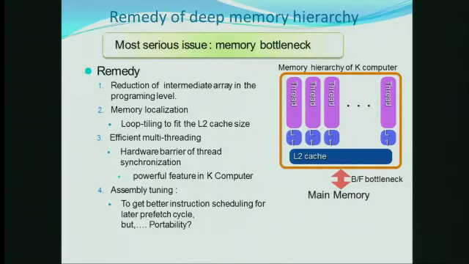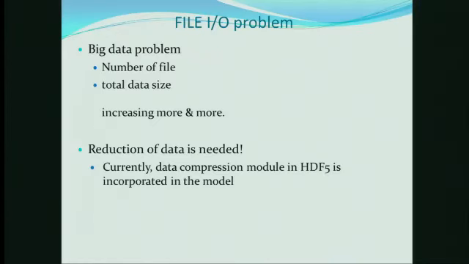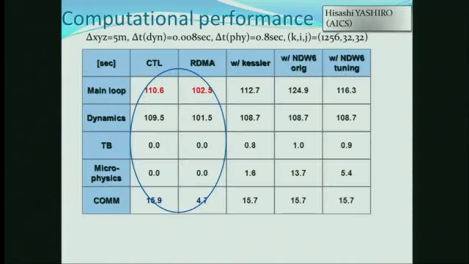And this is a remedy for the deep memory hierarchy, but this is somewhat complicated, so I skip it here. Anyway, the I/O problem is a big problem, the so-called big data problem. The number of files and the total size are increasing more and more in the future. So reduction of data is needed, and currently we use HDF files with zip compression in the model.